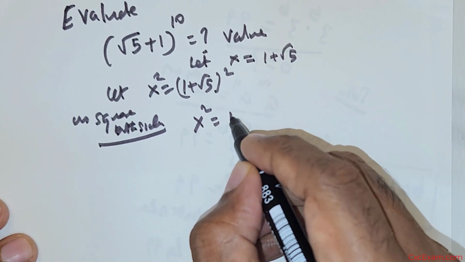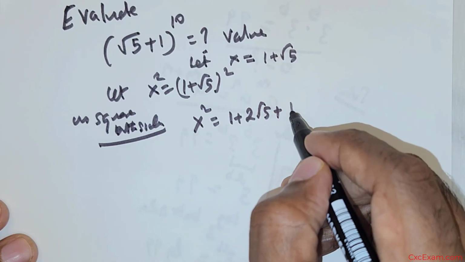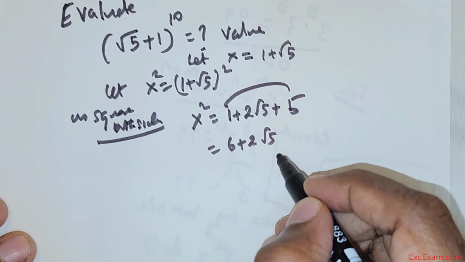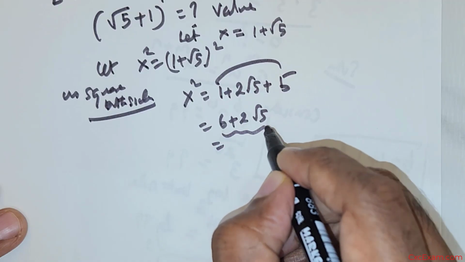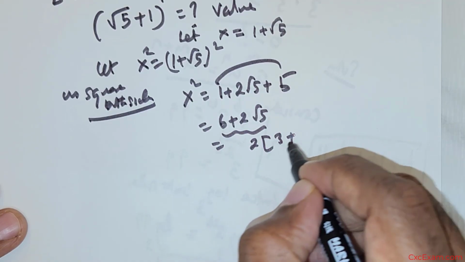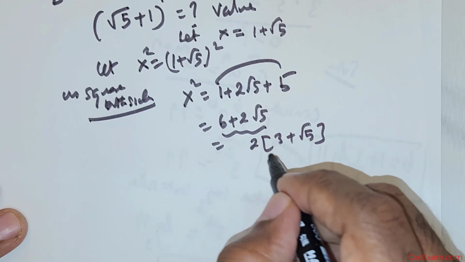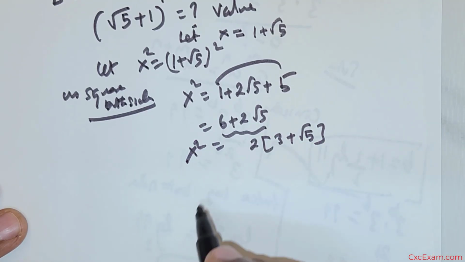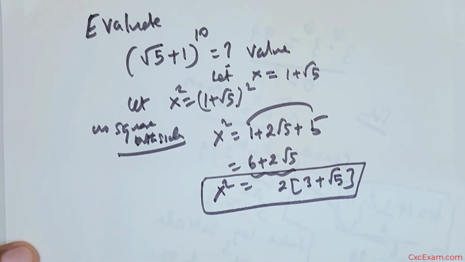You expand this, you get 1 + 2√5 + √5 squared, which will give you 5. You add these two, you get 6 + 2√5. Now, if you want, you can retain it like this, or you can take 2 out and this will be 2(3 + √5). That's 2 times 3 is 6, 2 times √5 will give you 2√5. So this is my x squared. So this is one such value we have.